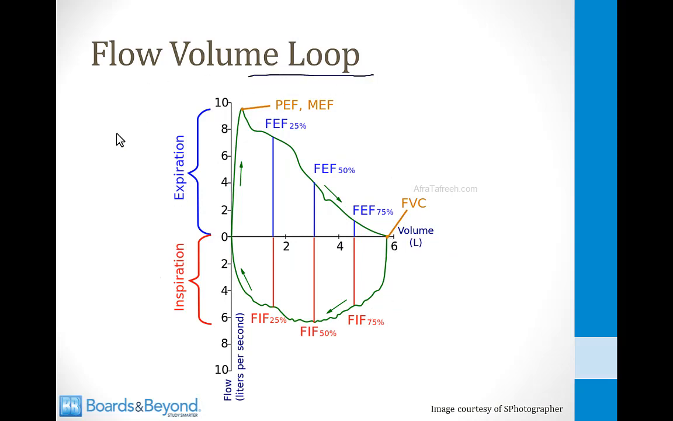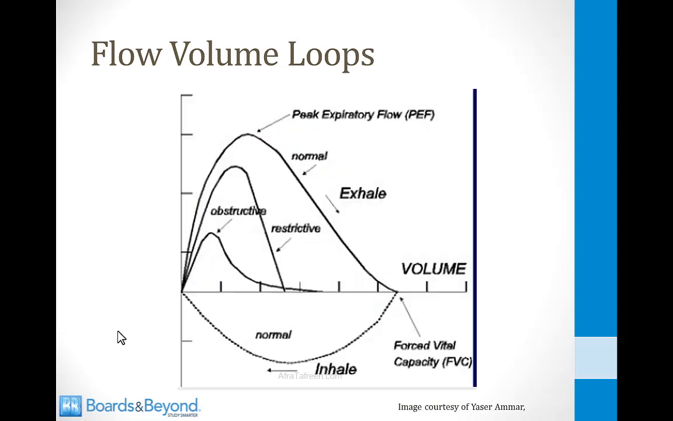And this green line goes around in a loop showing you how fast air is moving and what kind of volumes are going in and out of the lung. And different disease states have different shapes to their flow volume loop. So let's take a look at some flow volume loops in disease states. So here's a normal curve right here at the top. And let's look at the obstructive curve first.